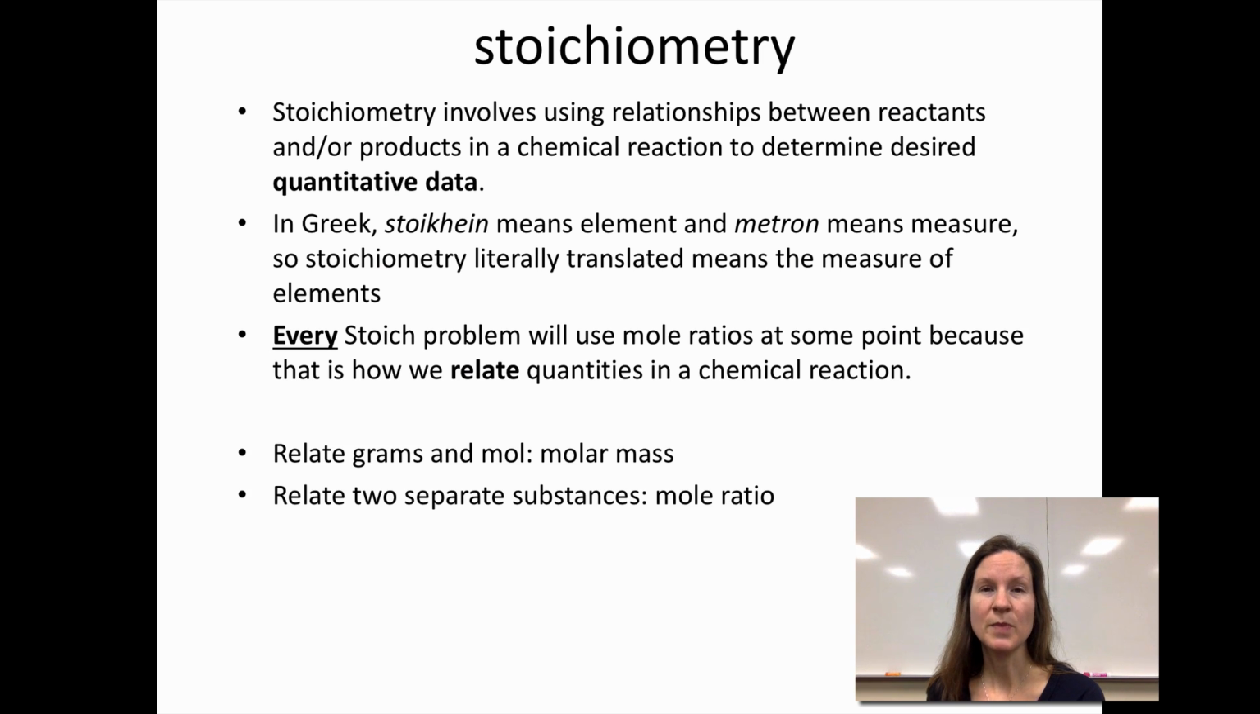So when we think about the two main conversions we've seen so far, the molar mass will allow us to convert from moles to grams or grams to moles for any one given substance. And then the mole ratio is what will be used to get us from one thing to a new thing, which is what stoichiometry is. It's relating two separate chemical things together.